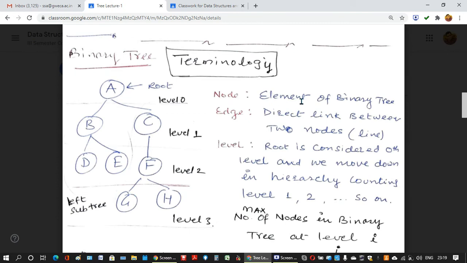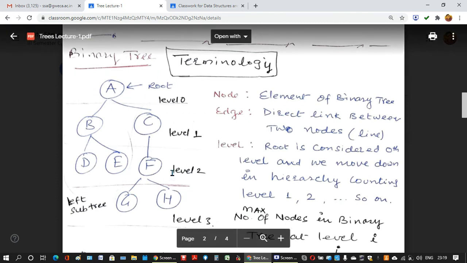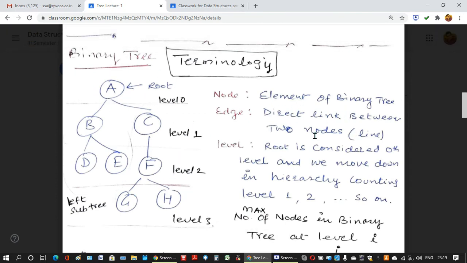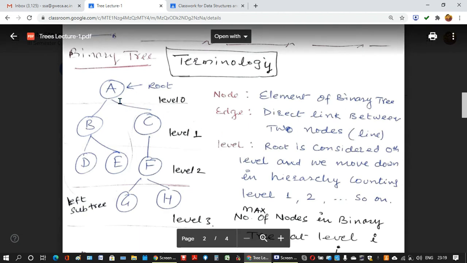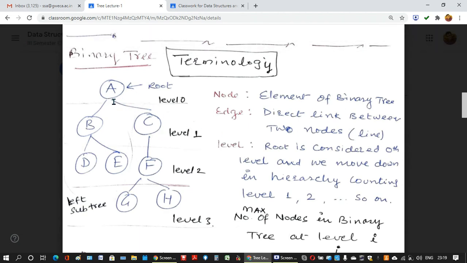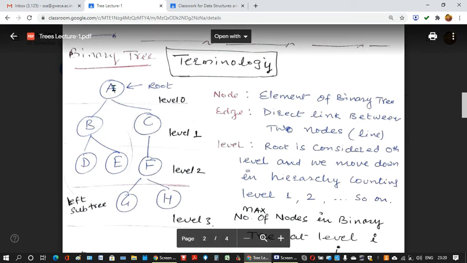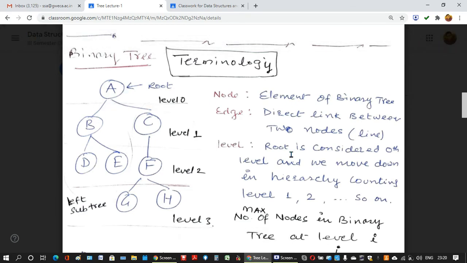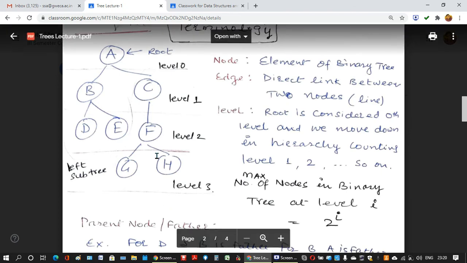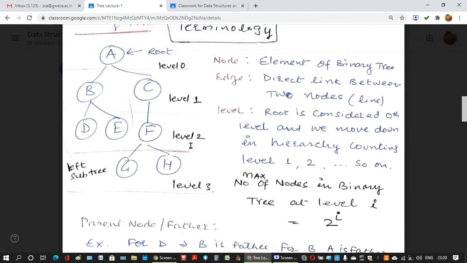Formally, a node is nothing but an element of a binary tree. An edge is a direct link between two nodes, that is, a line. So I will call this AC; AC is an edge. AB is an edge, this line, and we name this line AB. So it is a direct link between two nodes. Level, as you have seen, the root is considered at level 0, and then we move in a hierarchical fashion down. So we mark level 1, 2, 3, 4, 5, and so on.